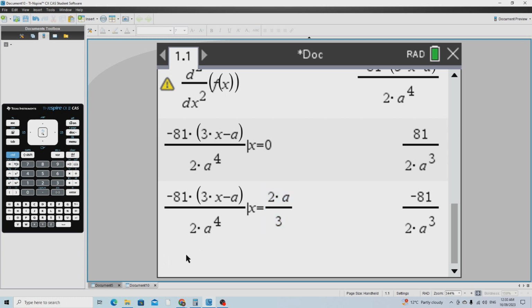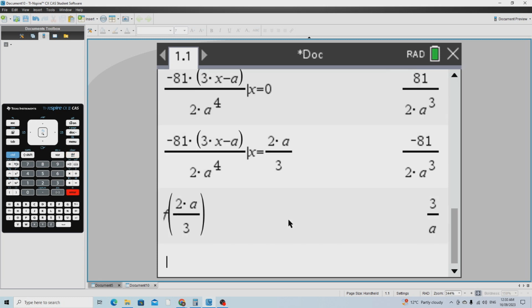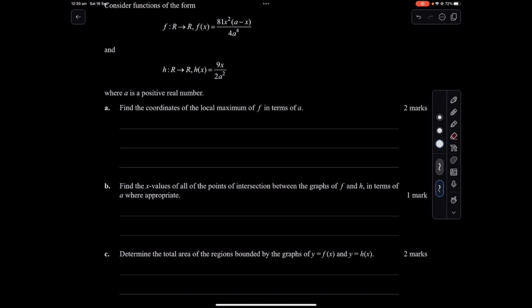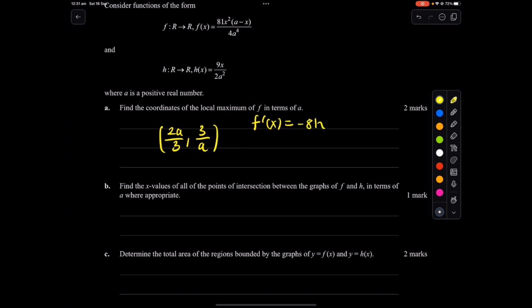And what's f of 2a on 3? It's 3 over a. So let's write that. Your coordinates are 2a on 3, 3 on a. Done. And let's just show some working out, just to make sure that we're being safe to get the mark. So f dash of x is equal to negative 81x(3x minus 2a) all over 4a to the power 4, equals 0, blah blah blah, and we solve them. Done.